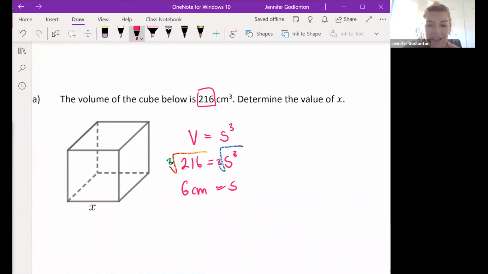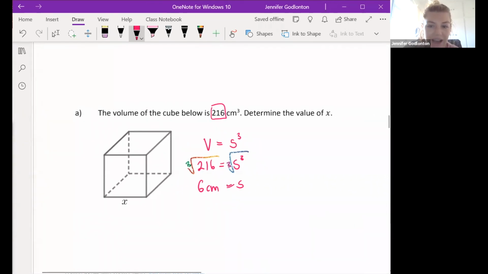So our final answer there is 6 centimeters. Our side is 6 centimeters, and because they've asked us for x, we should probably end this by saying x is equal to 6 centimeters, just to make it more formal.